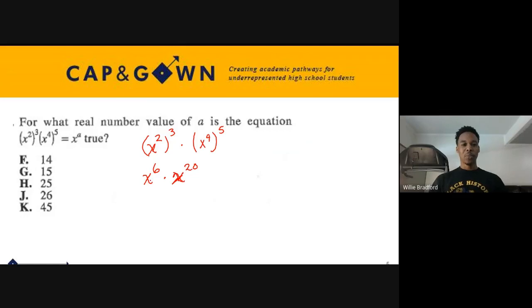So now I have a situation where I'm multiplying and I have the same base. I need to add the exponents. Keep the base, add the exponents. That should give me 26. So a in this case is 26, and that answer choice is J. All right, let's take a look at another one.